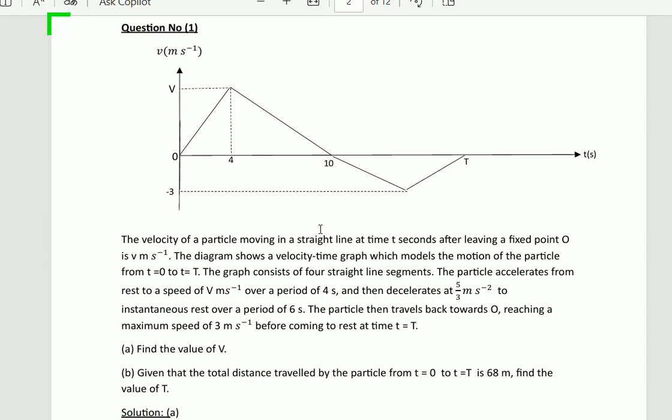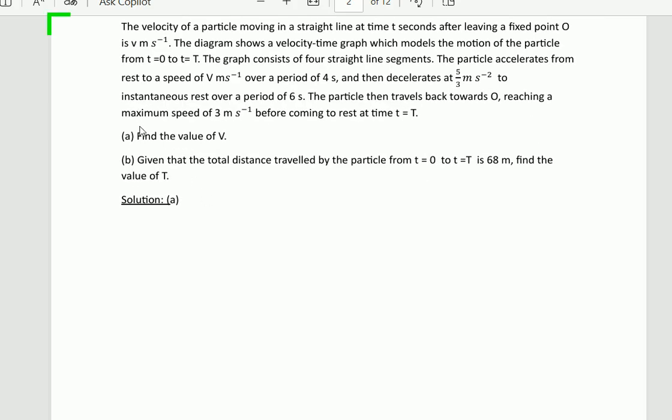And then decelerates at 5/3 meters per second squared to instantaneous rest over a period of 6 seconds. The particle then travels back towards O, reaching a maximum speed of 3 meters per second before coming to rest at time t. Part A: find the value of v. Part B: given that the total distance traveled by the particle from t equal to 0 to t equal to t is 68 meters, find the value of t.